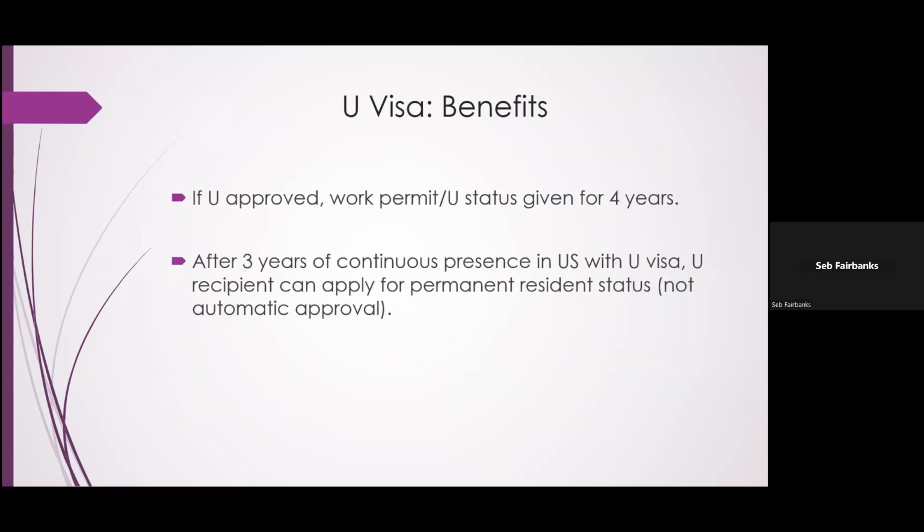If the U visa is approved, you get a work permit and you get your status for 4 years. After 3 years of continuous physical presence, you are able to apply for legal permanent status or residency.